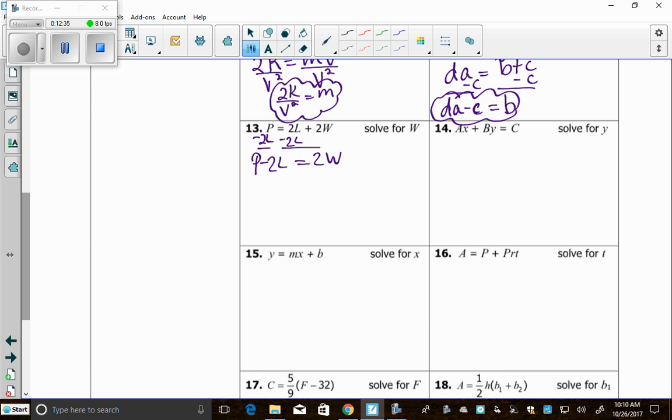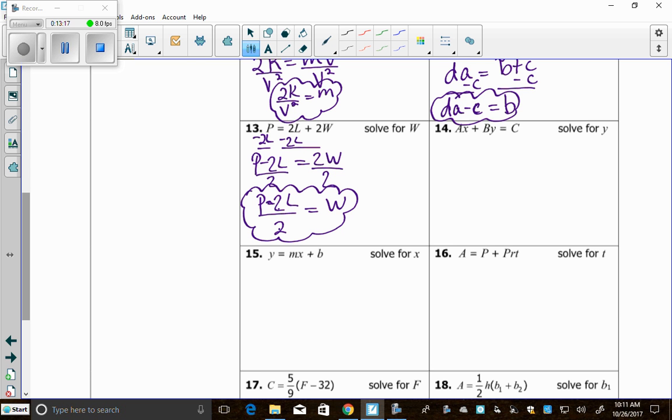Okay, is the W by itself? No, there's a 2 being multiplied. So now I need to divide each side by 2. And I have P minus 2L divided by 2 equals W. Do not try to cancel these 2's right here. They cannot cancel. If you do that, you're going to get the problem wrong because this is not just 2. This is P minus 2 times L. So you can't break through this subtraction sign right here. So you're going to leave it. P minus 2L over 2. Earlier I said you could cancel because you were canceling through multiplication. That is not the case on number 13. All right, you try 14. Bring me back when you're ready.